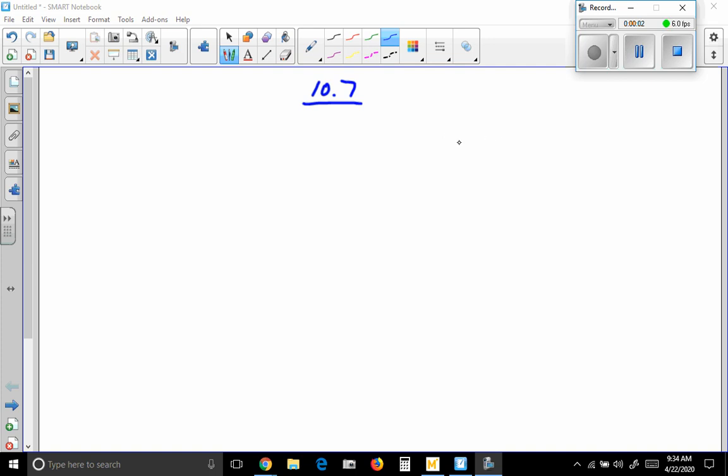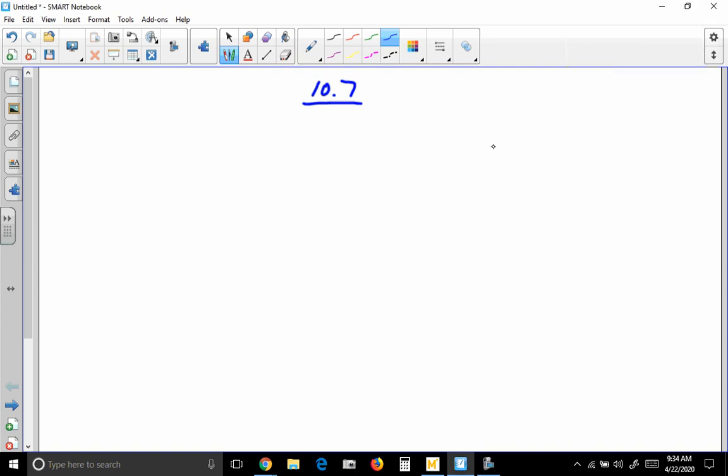So let's look at a few examples out of 10.7. So in 10.7, we're dealing with imaginary numbers. And remember, if you watch the video that goes to this section, that imaginary numbers are numbers such as the square root of a negative 1. Because we can't take the square root of negative 1. There is no number such that when we raise it to the second power makes negative 1.